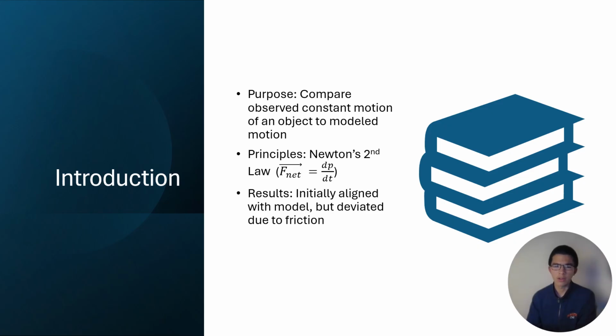The purpose of this lab was to compare the observed motion of a rolling object to a computer model. The principle that we were focusing on was Newton's second law, which is net force is equal to change in momentum over change in time. My results initially aligned with my computational model, but later deviated due to friction and other errors.